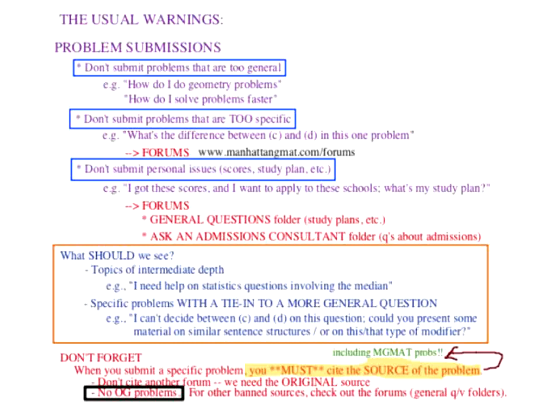Don't submit problems that are too general. Don't submit problems that are too specific. Too specific means one particular problem without a more general question attached to it. Please don't submit that. That's why we have the forum. So if you have those kinds of questions, please ask on the forum.